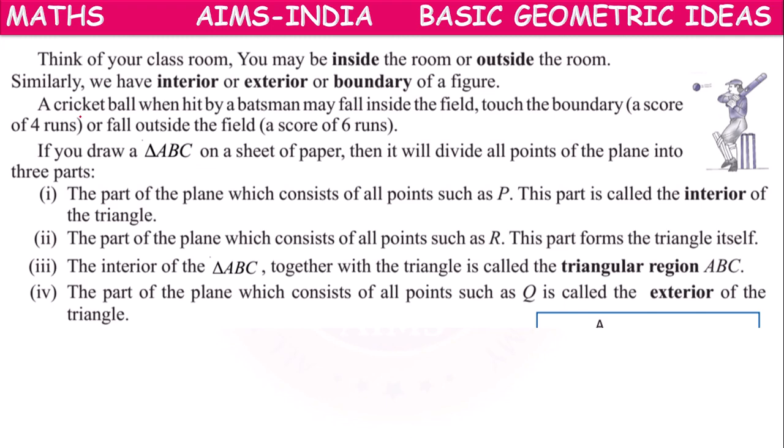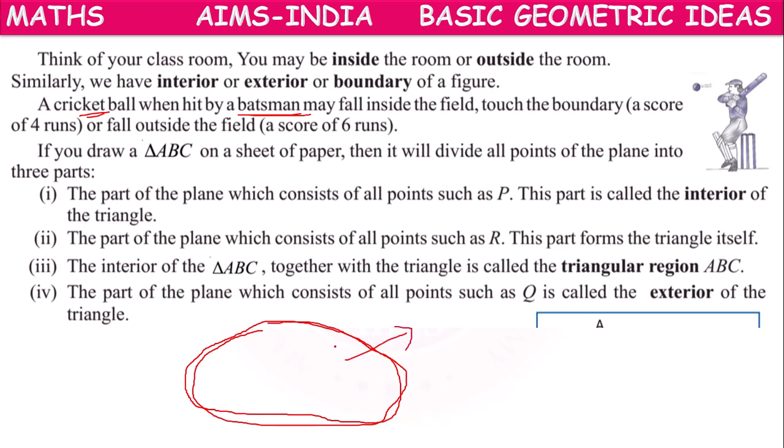Suppose a cricket ball is hit by a batsman, and this is the boundary rope. If it crosses the boundary or if the ball touches the boundary, then it is declared a 4. If it is inside the boundary, it is not declared a 4. When a batsman hits the ball, if it touches the boundary, it is a 4. If it directly falls outside the boundary, it is declared a 6.